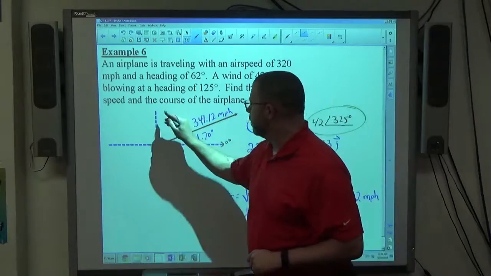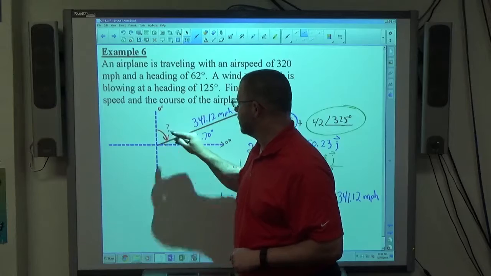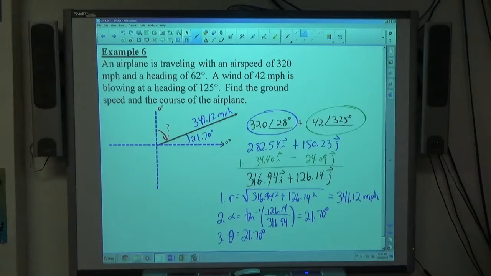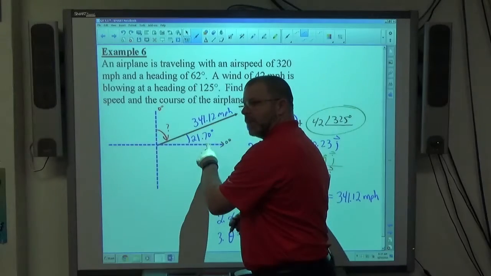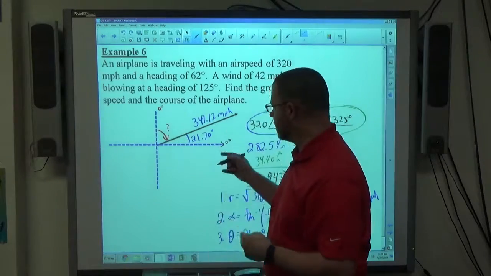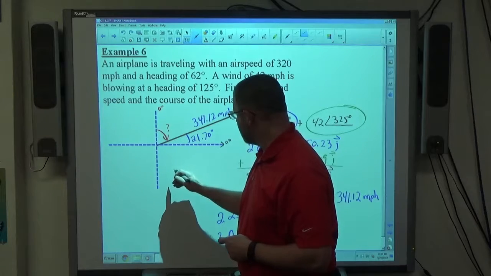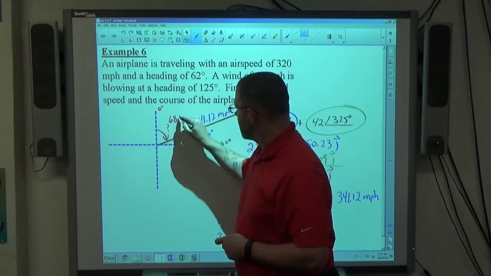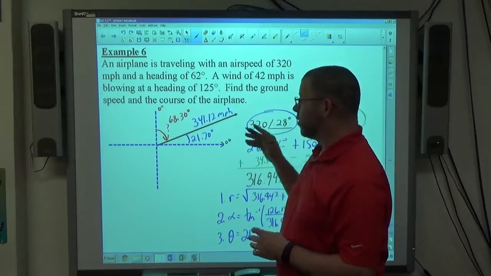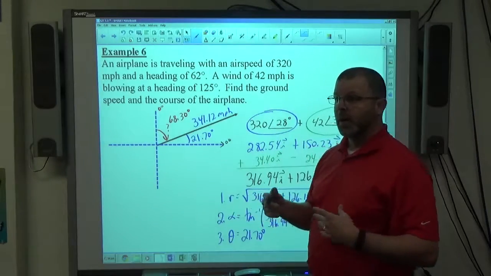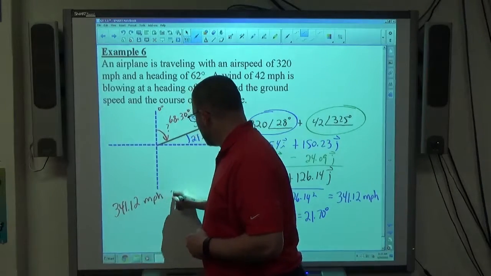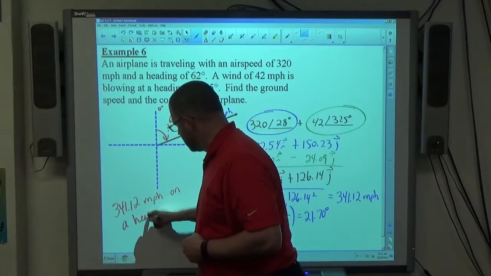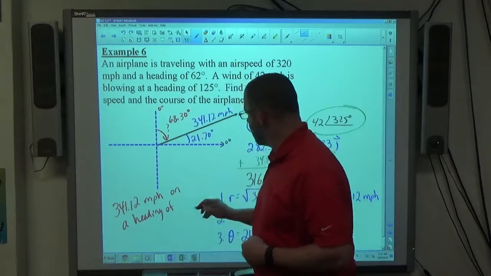But in heading world, 0 degrees is right here, and we're trying to find this angle. So use properties of right angles, use straight lines, whatever facts are in there to figure that out. If I know how big this angle is, I have the ability to figure it out, right? So 90 minus that, it's going to be 68.30. So speed and course. Course would be a heading, all right? So the answer is 341.12 miles per hour on a heading of 68.30 degrees.